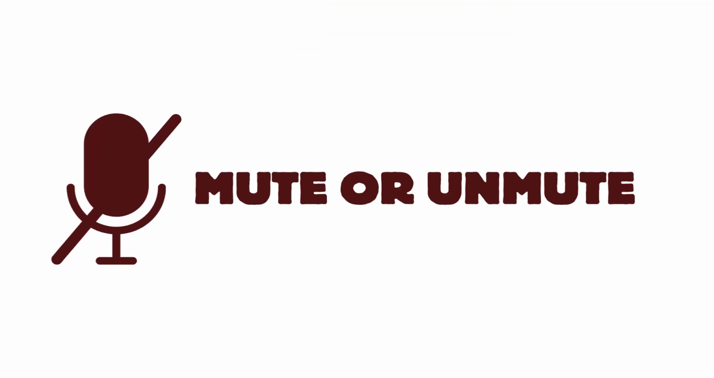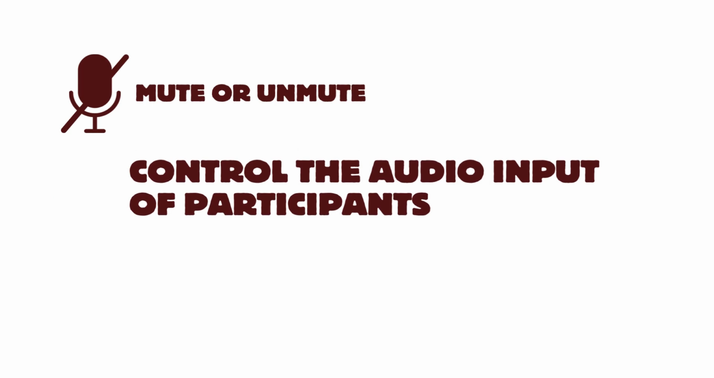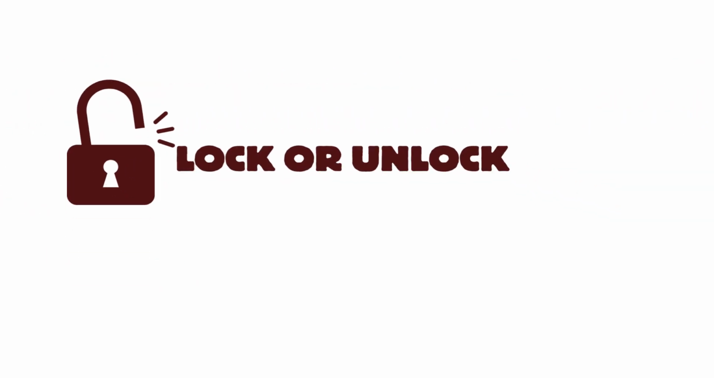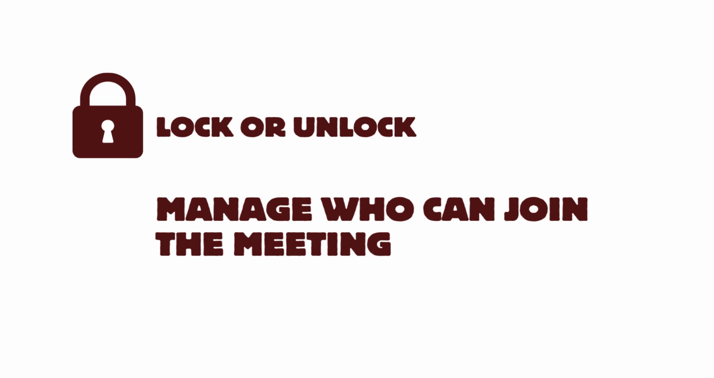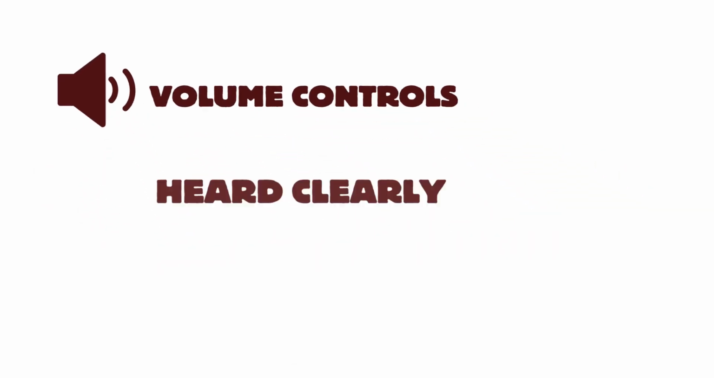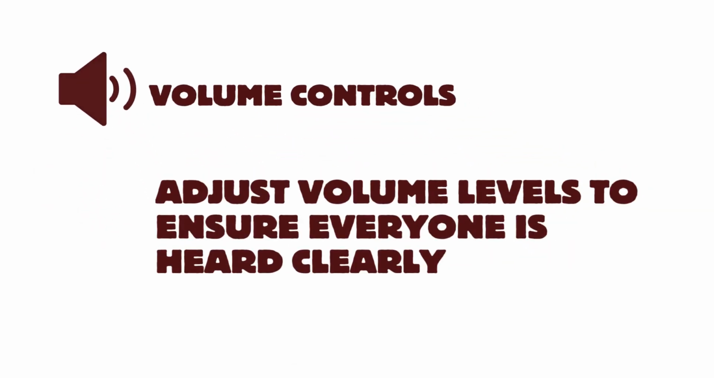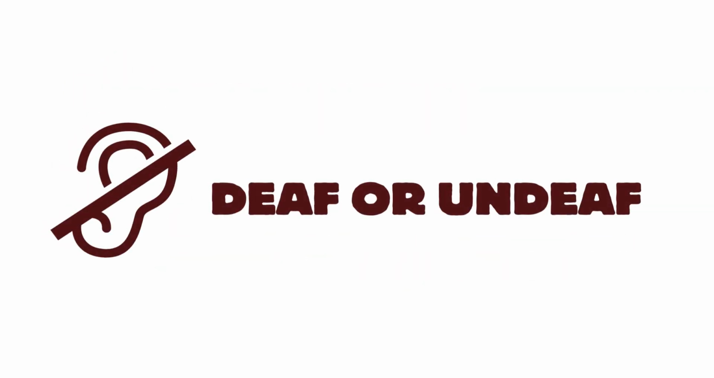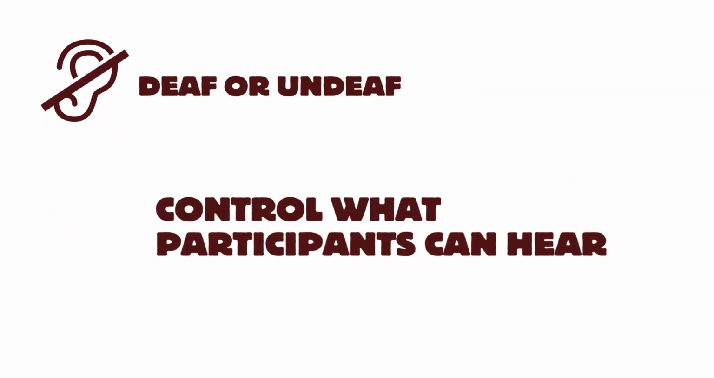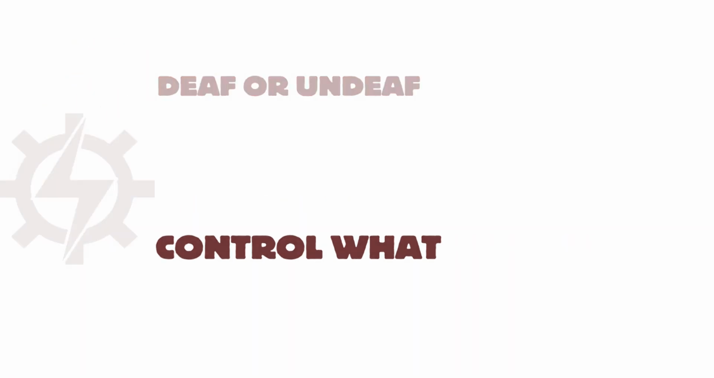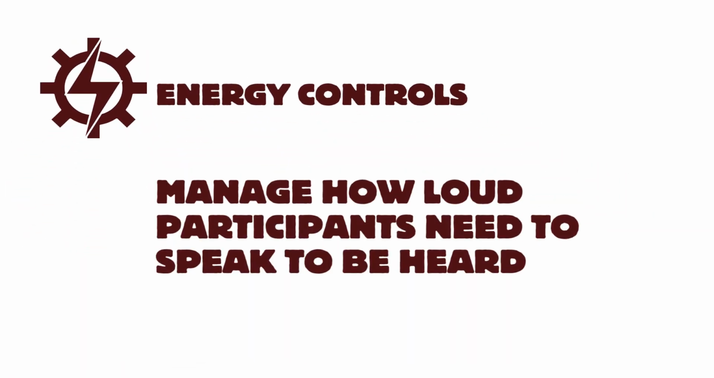Mute, unmute participants. Control the audio input of the participants. Lock, unlock. Prevent new participants from joining the conference. Volume controls. Adjust the volume levels of the participants. Deaf, undeaf participants. Control the audio output of the participants. Energy controls. Manage the energy level of the participants, affecting how loud they need to speak to be heard.